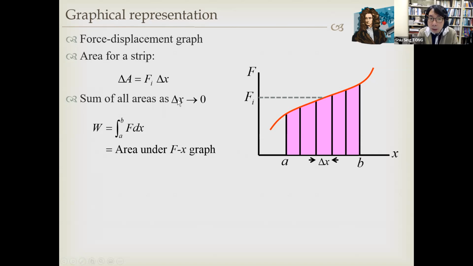So when delta x becomes 0, the integral of f over dx from a certain starting point A to ending point B will just be equal to this. You can see because each of the strips contains area Fi delta x, when we sum up all this area, it becomes this integral, and this integral represents the area below the f(x) curve. So this is the graphical representation of the work done. The work done is the area bounded below by the f(x) curve.